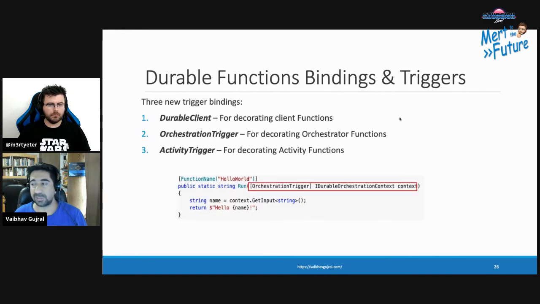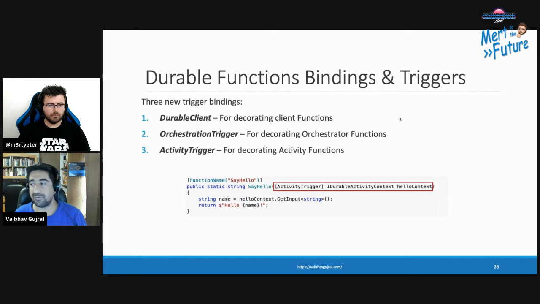And my orchestration function, as you will see, is named hello world here. And here is my hello world function, and I have decorated it with orchestration trigger binding, indicating this is an orchestration function. And then within my orchestration function, I can call multiple activities, and if I have activities, I can decorate my activity functions with activity trigger attribute, as you can see here.